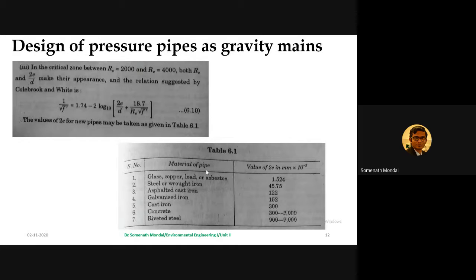In the critical zone between 2000 and 4000, that's the most critical zone, both Re and 2e by D make their appearance, and this relationship was given by Colebrook and White, and I have given it in 6.10. You can see that. For this, the values of e, that means 2e by D, can be taken from the table given in 6.1, and accordingly you should be able to calculate f dash, and thereby you should be able to calculate the HL. Fine.